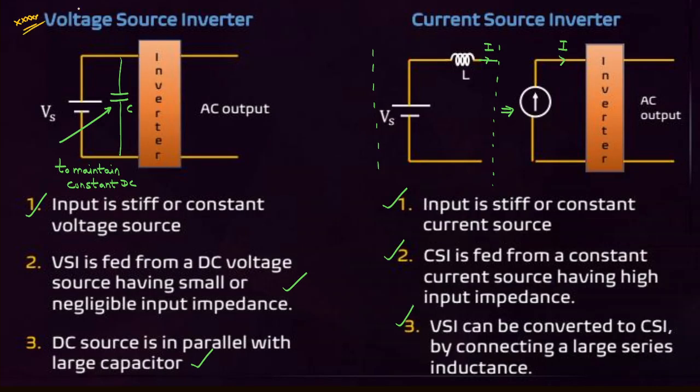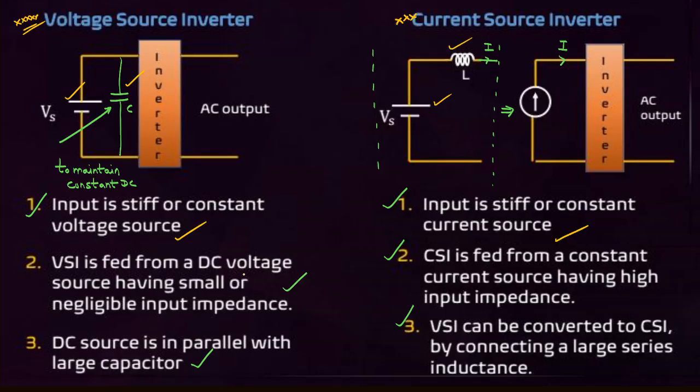What are the differences between the voltage source inverter and the current source inverter? In a voltage source inverter, the input is a voltage source. Internally, it has a parallel capacitor. In a current source inverter, the input is a current source in series with a large inductor. The input is a stiff or constant voltage source in VSI, and a stiff or constant current source in CSI.